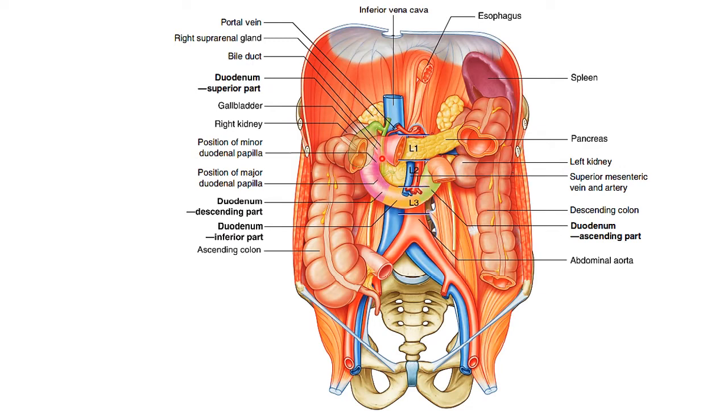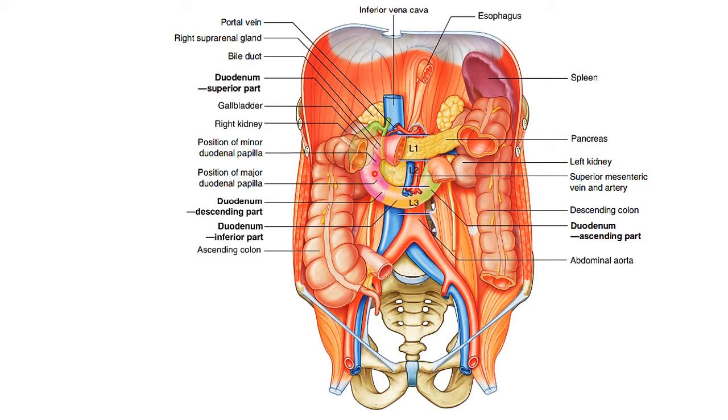It begins at the pylorus, which lies at the transpyloric plane about 2.5 centimeters to the right of the median plane, and it ends at the duodenojejunal flexure, which lies 2.5 centimeters to the left of the median plane below the transpyloric plane.